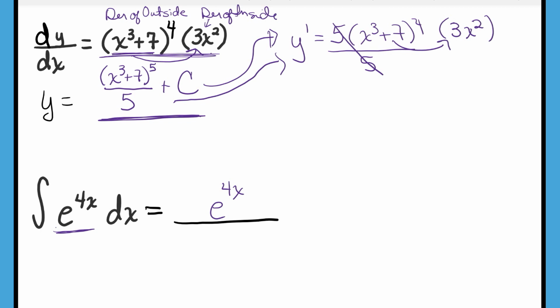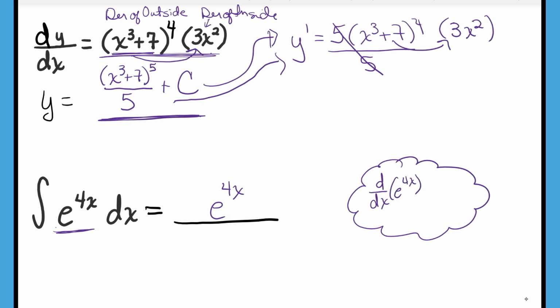But the thing is, I'm thinking to myself, well, if I took the derivative of e to the 4x, remember that's that weird notation that lets you say you're taking the derivative, then that should be e to the 4x times 4. There should be that derivative of the power there. And that 4 is not there. I don't see it. There should be a 4 right there, and I don't see it.